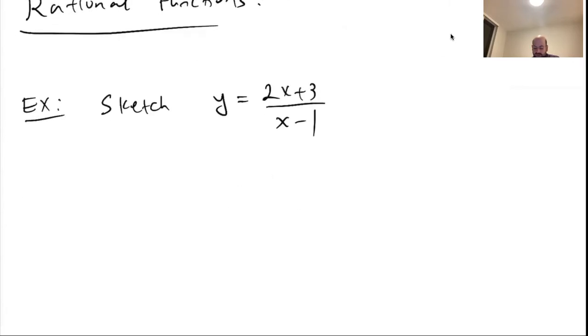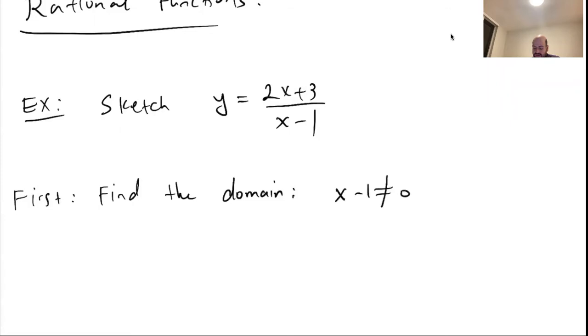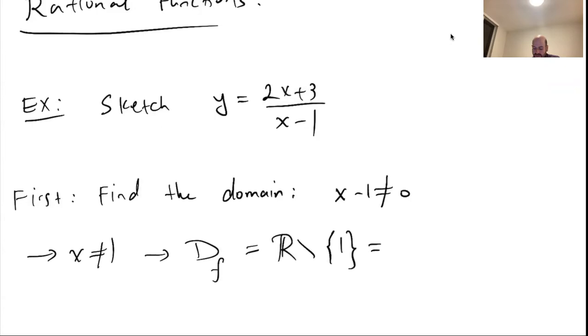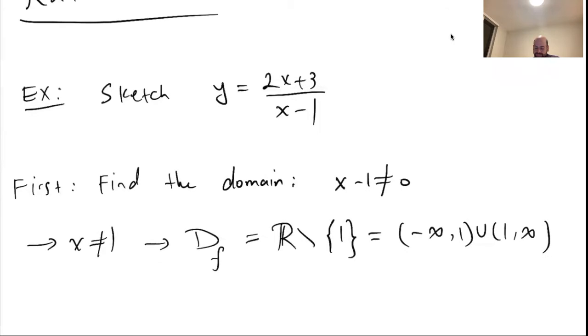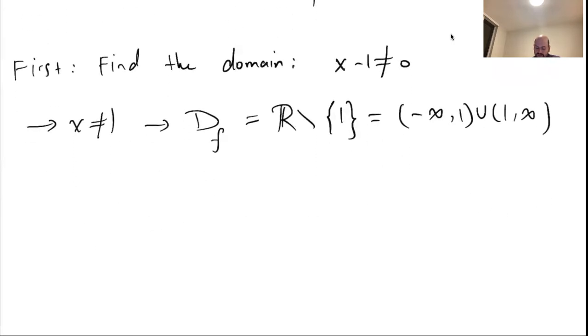So first we need to find the domain. For the domain, because we have a denominator, we need to make sure that the denominator is not 0, and therefore that gives x not equal to 1. So the domain, D_f, is equal to R minus {1}. For the interval notation, you can write it as minus infinity to 1 union 1 to infinity. So this is for the domain.